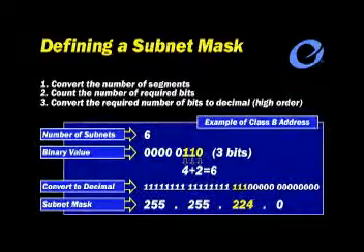To define a subnet mask, the first step is to convert the number of segments that we need to create to binary. We then count the number of required bits used to create this amount of subnets. In our example, once again, we're using a Class B address. We've determined that we need to create 6 new subnets, possibly because our organization has been merged with another corporation. We then convert this decimal value to a binary value. Notice that the decimal value of 6 represented in binary is 110.